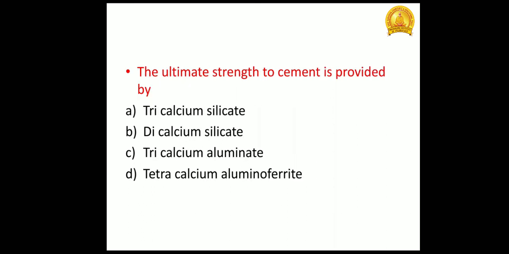So the next question is, the ultimate strength of cement is provided by. We can directly mark either tricalcium or dicalcium silicate. So tricalcium silicate is responsible for the early strength and dicalcium silicate is responsible for the ultimate strength. So the correct option will be option B.